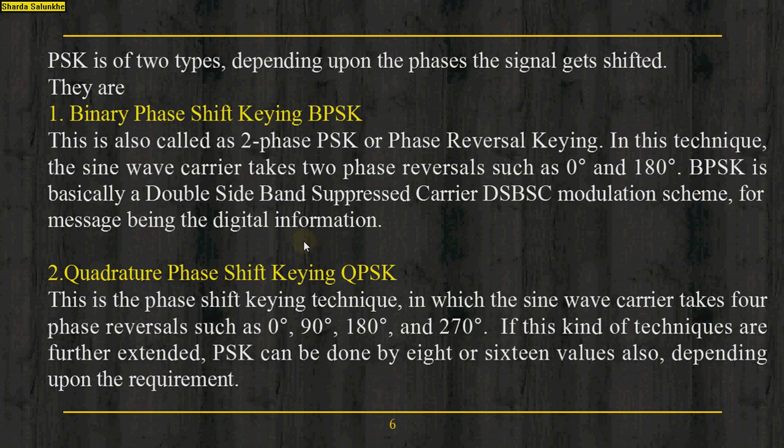In QPSK, this is the phase shift keying technique in which the sine carrier takes four phase reversals such as 0 degree, 90 degree, 180 degree and 270 degree. And if this kind of technique is further extended, PSK can be done with 8 or 16 values also, depending upon the requirements. So in BPSK, two phases are available, and in quadrature PSK, four phases are available. That's why it is called QPSK; quad means four, and binary phase shift keying is 2-PSK.